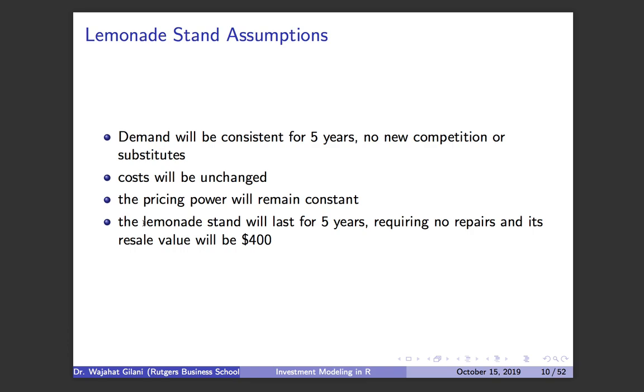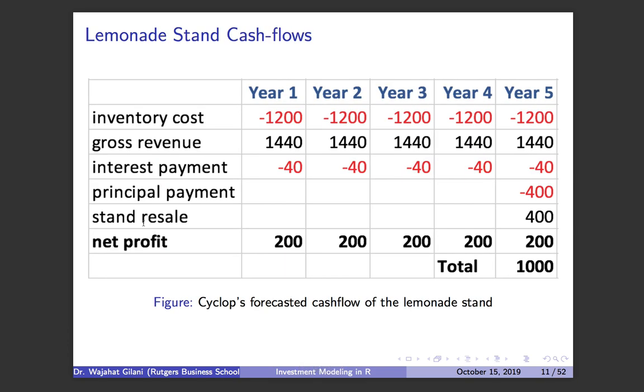that $120 a month. The lemonade stand will last for 5 years, no repairs required, and the resale value of the business and the lemonade stand all in all will be $400. There'll be no damages, no repairs, no nothing. It's all good. It's some of the best crafted lemonade stands you could find. All right, now let's figure out the cash flows over these 5 years.